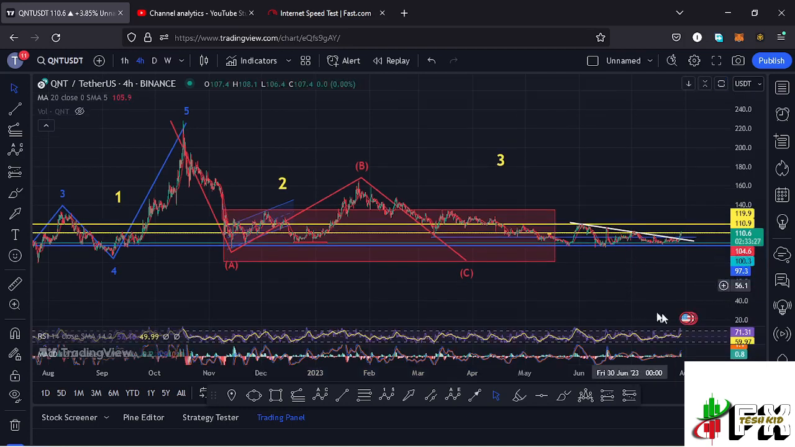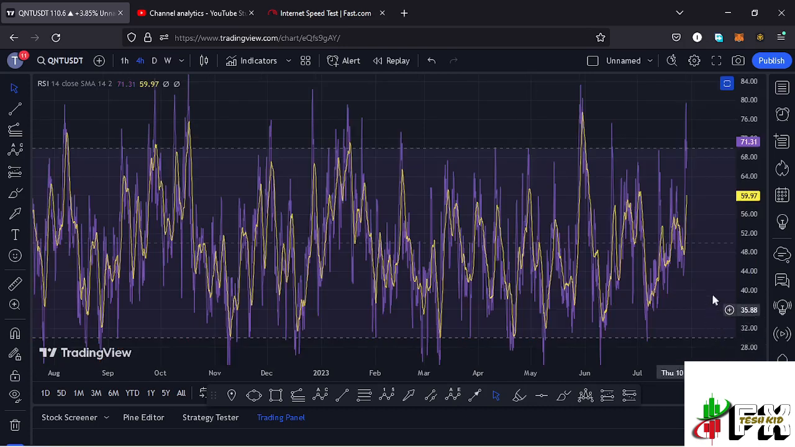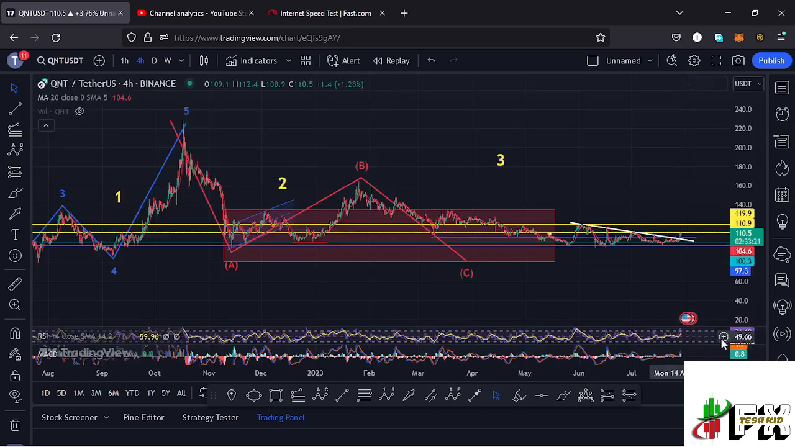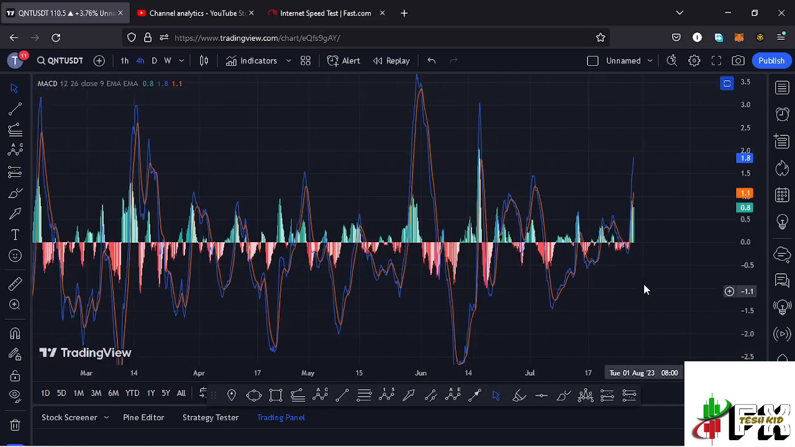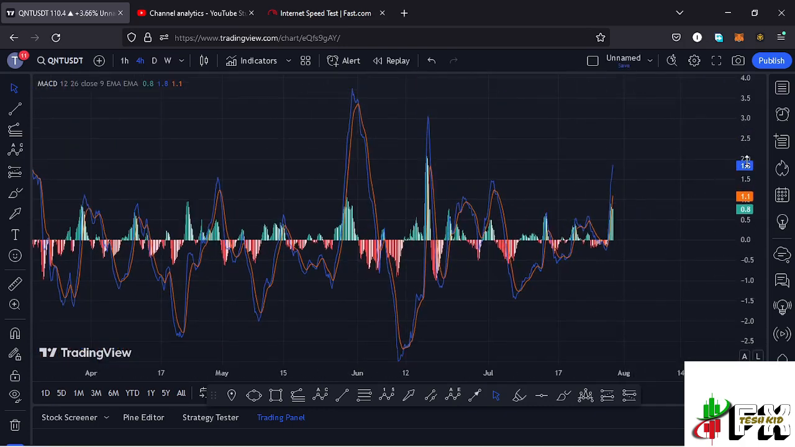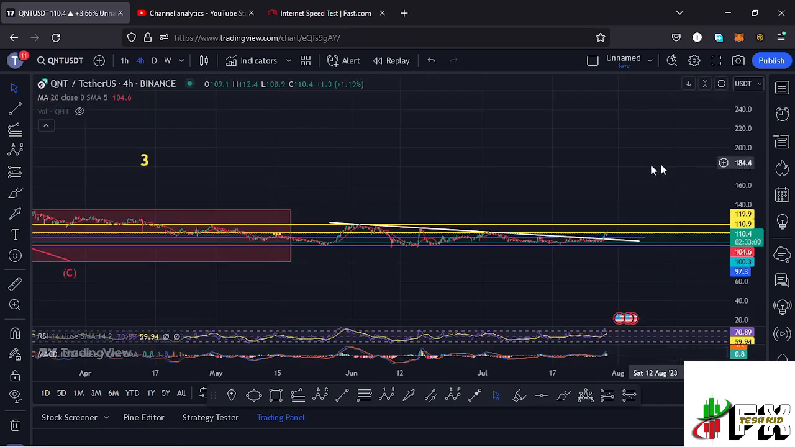Also taking a look at the indicators on the RSI, we are trading at around the 71 mark. Also taking a look at the MACD, we have been able to print a bullish cross, fully supporting higher prices. So let's be patient and see how that plays out, and I will be keeping you up to date.